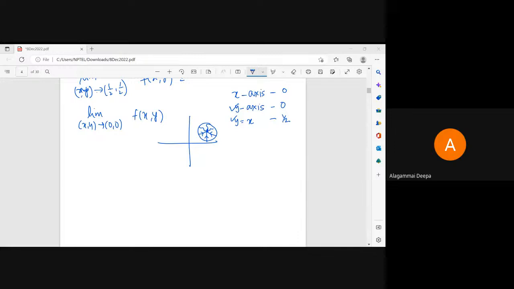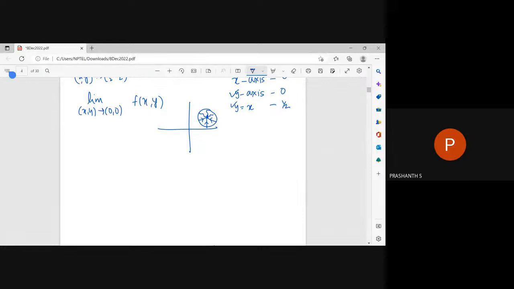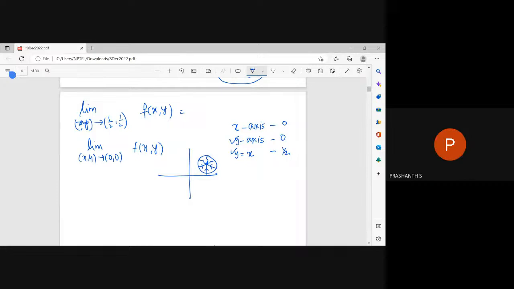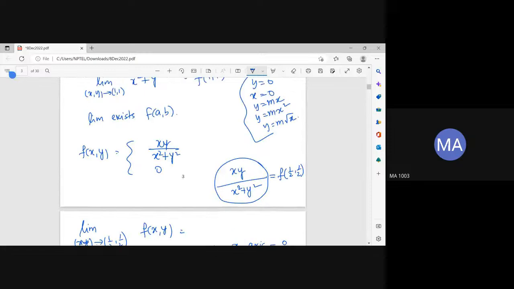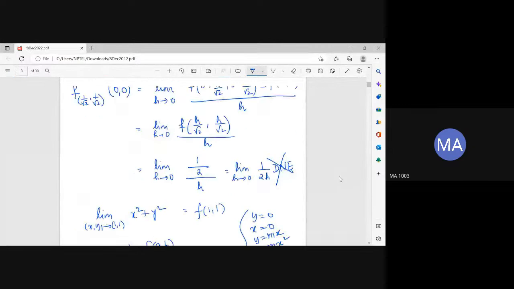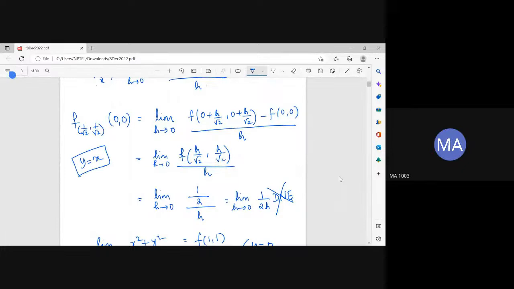Ma'am, in this function, though the limit does not exist at the origin, the partial derivatives exist at the origin. Yes, exactly. The function is not continuous at the origin, but the partial derivatives exist there. Right? Ma'am, if the limit does not exist, then the directional derivative will exist, ma'am? No, see, you cannot tell anything directly from there. We already calculated that one of the directional derivatives does not exist, right? Along this direction, y is equal to x, we already know that the directional derivative does not exist.